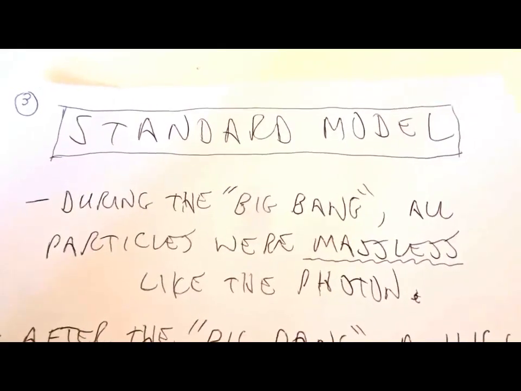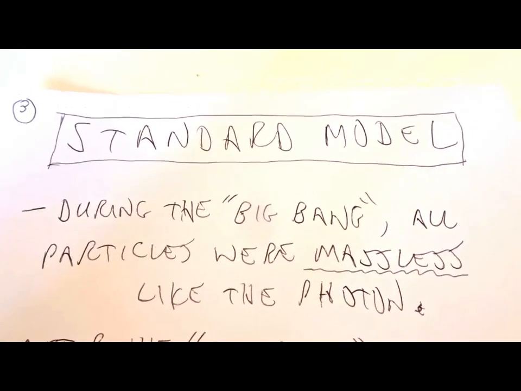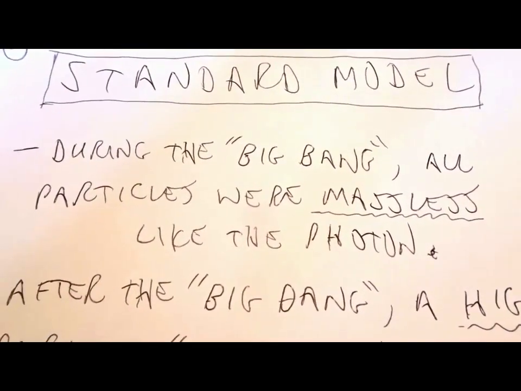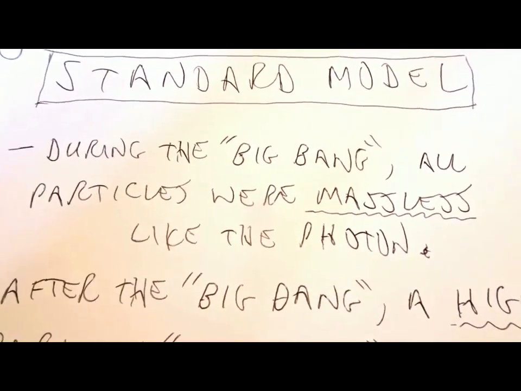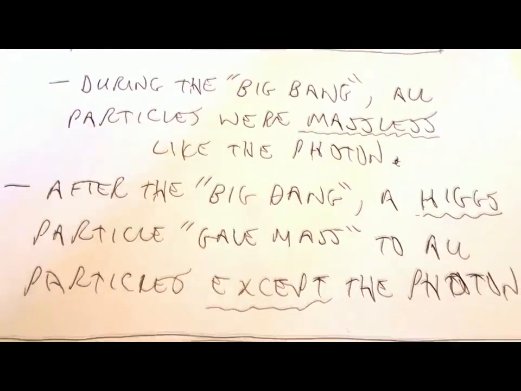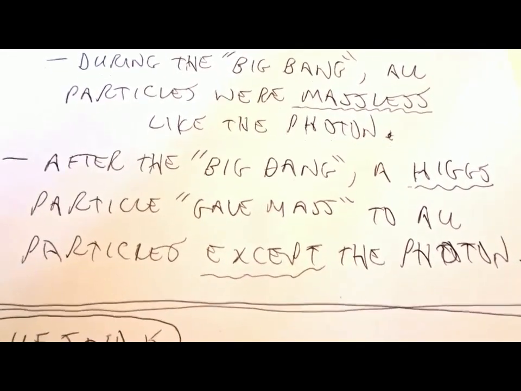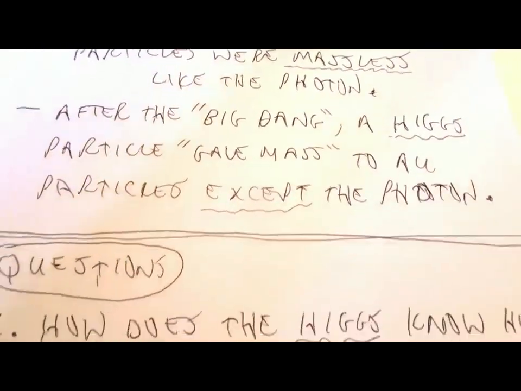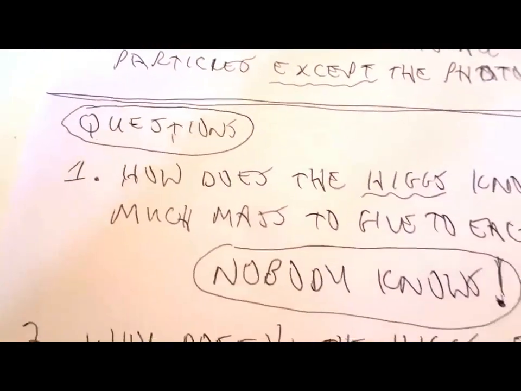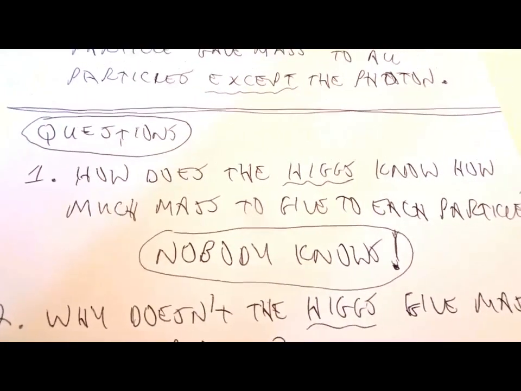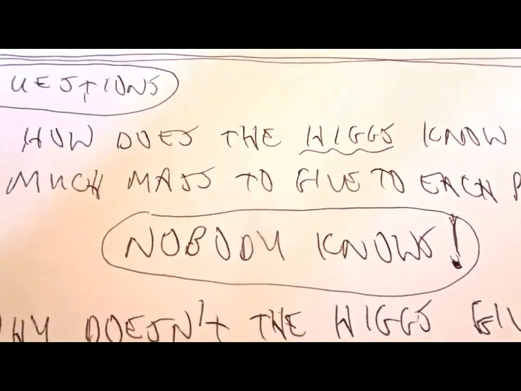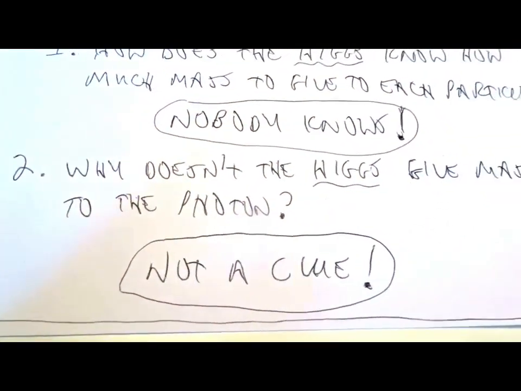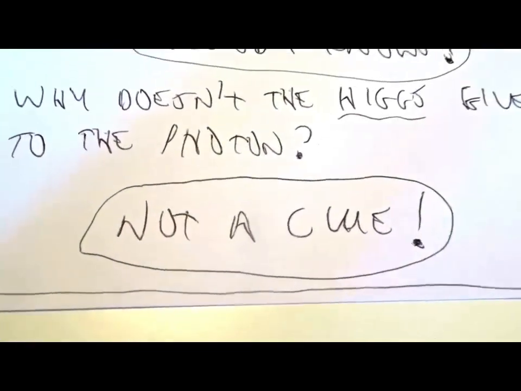Let's teach everyone now a little more about the standard model of particle physics. They believe that during the Big Bang, all particles were massless, like the photon, which is a light particle. Then after the Big Bang, a Higgs particle gave mass to all other particles except the photon. Well, that raises two big questions. First, how does the Higgs particle know how much mass to give to each of the other particles? The answer is nobody knows. Secondly, why doesn't the Higgs particle give mass to a photon? They don't have a clue.